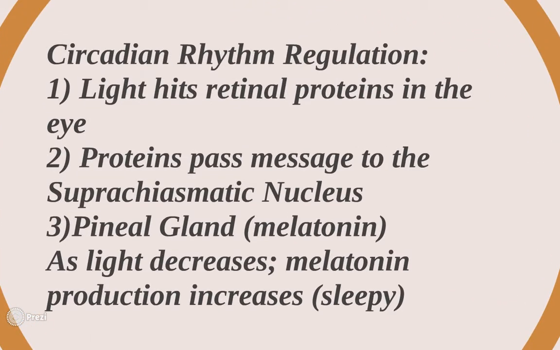When we talk about circadian rhythms, first of all, the circadian rhythm is a 24-hour span, but what happens is it is regulated by light, and what I mean by light is I mean daylight. So when we discuss light and how light dictates for us our sleeping patterns, you have to understand that light is going to hit retinal proteins in the eye, like the retina. Proteins pass a message to the suprachiasmatic nucleus.